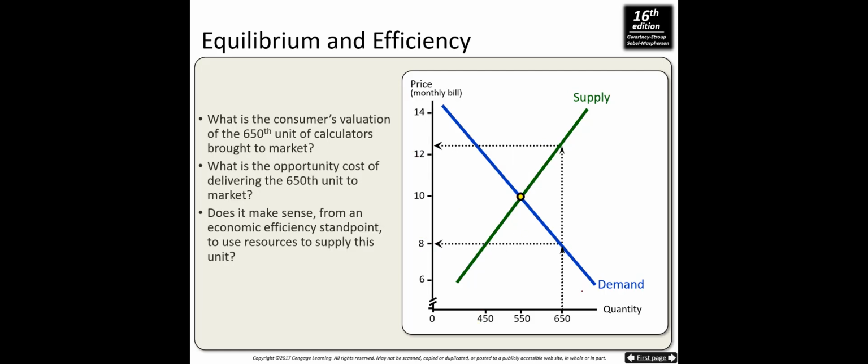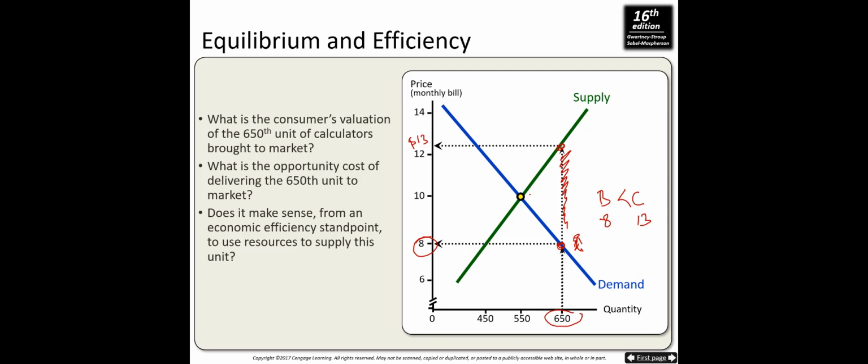Now let's think about the case here, 650. At 650, the consumer who is willing to buy the 650th calculator values it at $8. And the producer who produces this calculator spends, let's say, $13. So does this make sense? No. Why? The benefit is less than the cost. The consumer values it at $8, but the producer spends $13 to produce it. So this trade shouldn't happen, because it's not economically efficient.